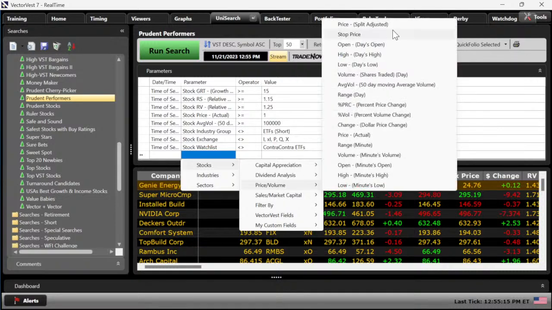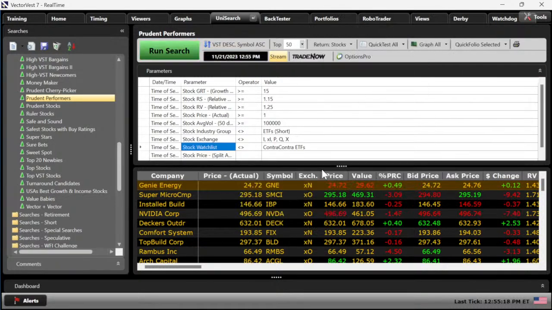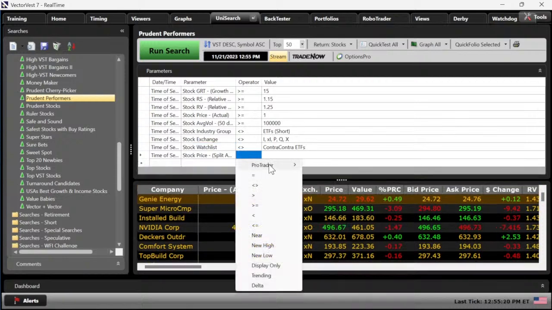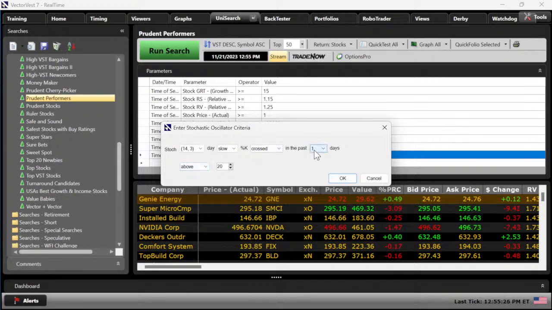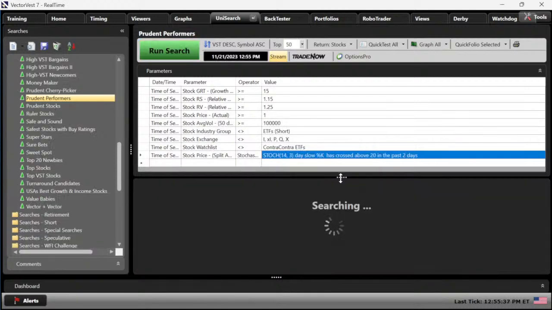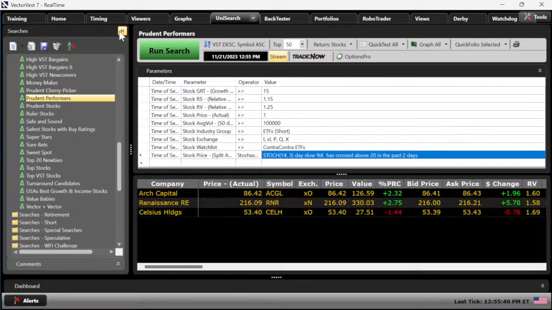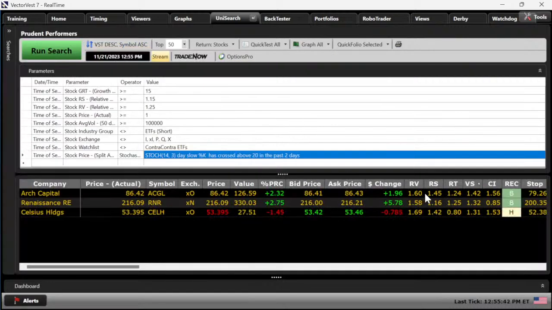So I'm going to add another parameter here. I know they're fundamentally good companies, but I want to look for stochastics to have just crossed above 20 in the past couple of days. Okay, 14.3 slow, crossed above 20 in the past couple of days. I might get a different list of stocks here, but it's not going to change the fundamentals of the company. I didn't change anything to the fundamental parameters of the search, did I? I'm just looking for stocks at a bargain.